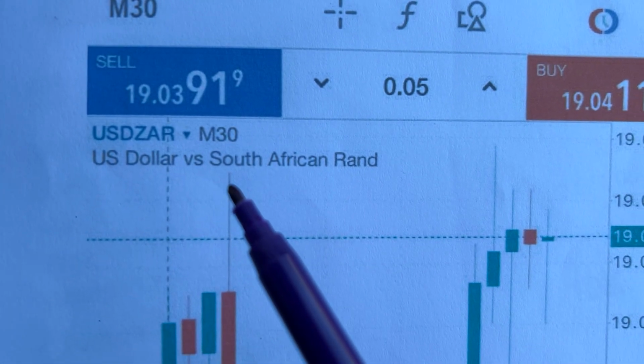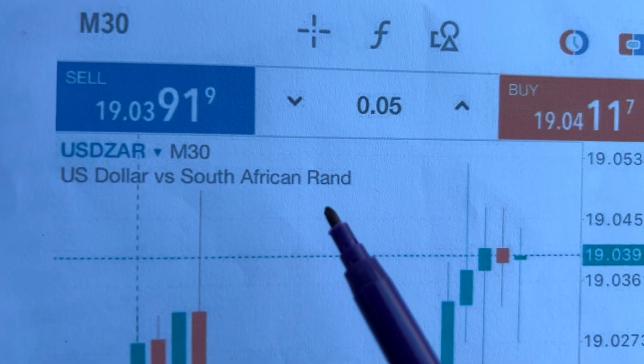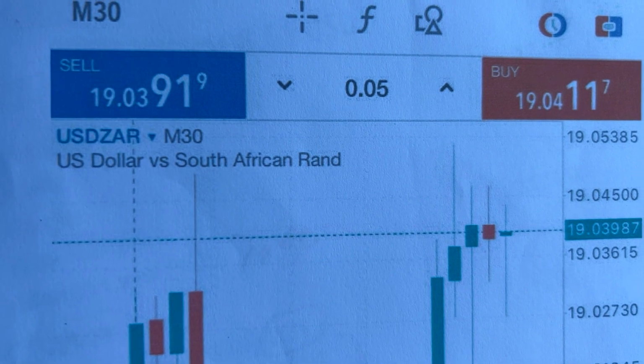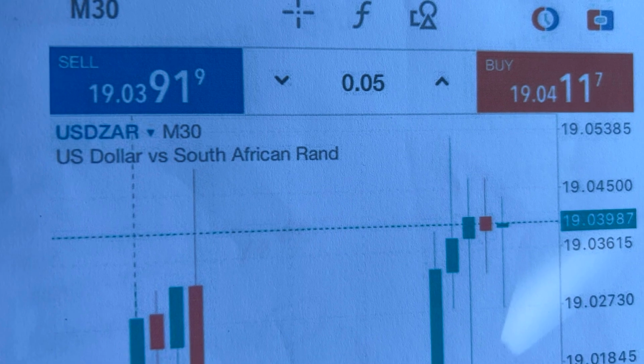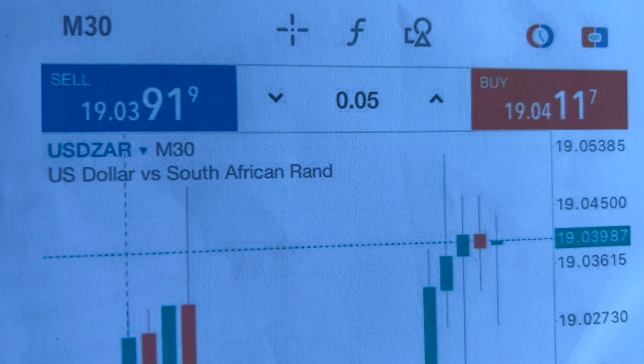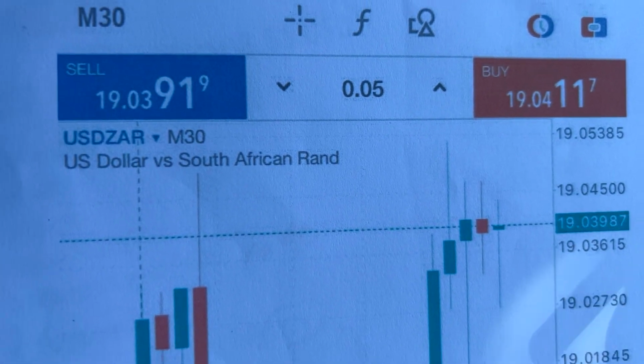US dollar versus South African rand. How does Forex work? How can you understand how Forex trading works in a simpler format for you to understand? First, let's understand the simple thing about trading Forex.